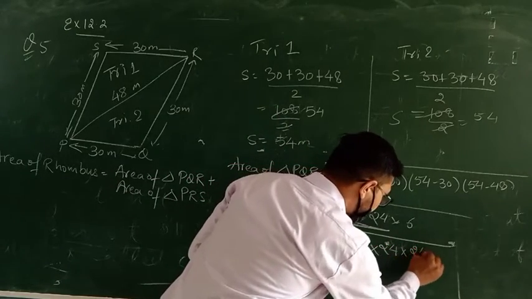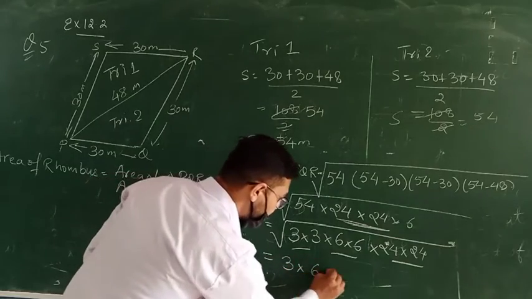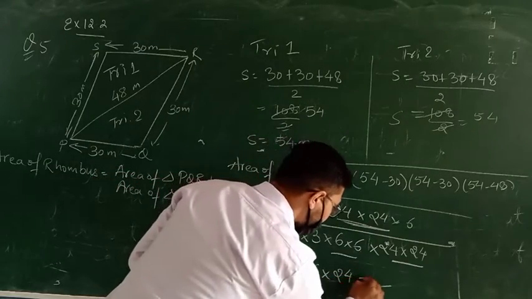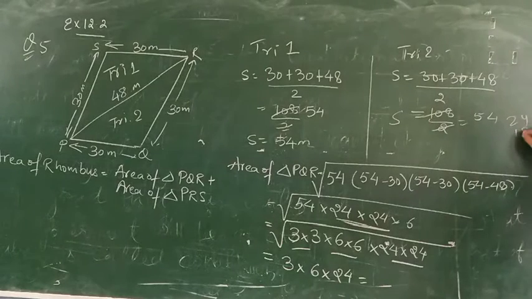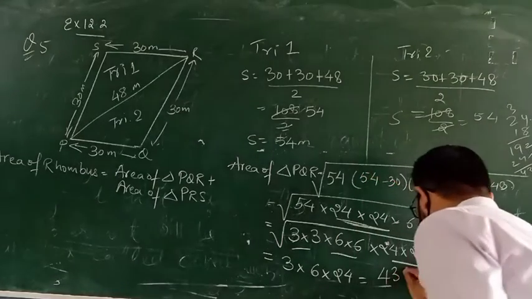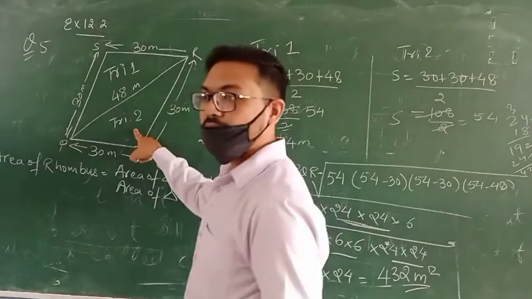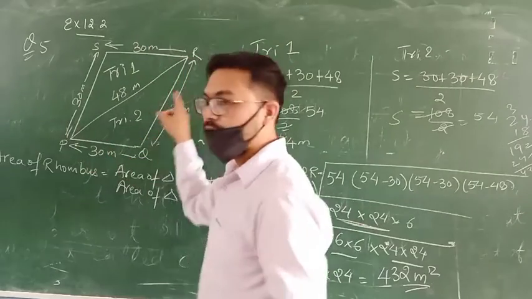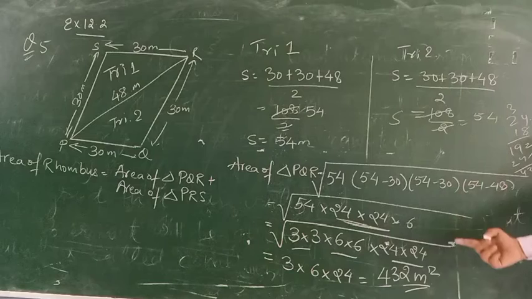So now I have pairs of 24, 6 and 3. I can take 3, 6 and 24 out of the square root. 6 times 3 is 18, so 24 into 18 is 432. So 432 meter square is the area of one triangle. Now calculate the area of this rhombus. What you can do is twice 432, and you will get the area of the rhombus.